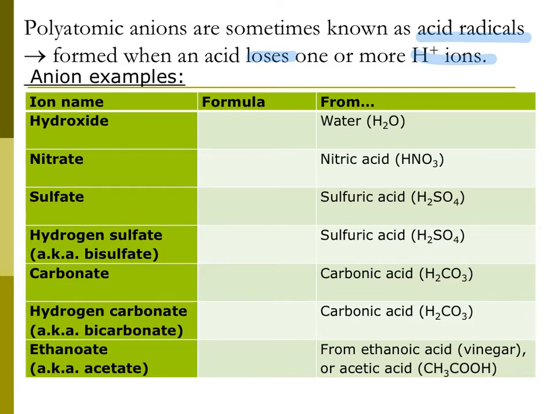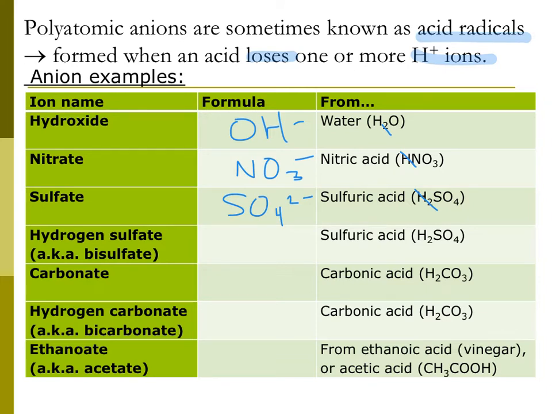So let's go through some examples. Removing 1 hydrogen ion from water would form hydroxide. Only 1 H, and removing a positive charge would leave a negative charge. So that's our hydroxide. Removing the H plus from nitric acid would form nitrate, NO3 minus. Sulfuric acid is interesting. If you remove both of the H pluses, you're left with sulfate, SO4 2 minus, because we would have removed 2 positives with removing 2 H pluses.